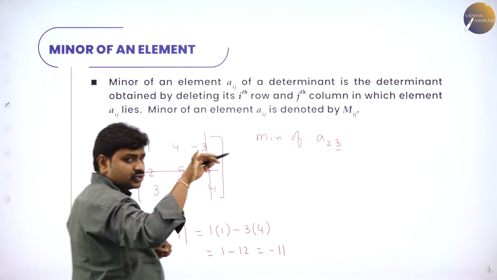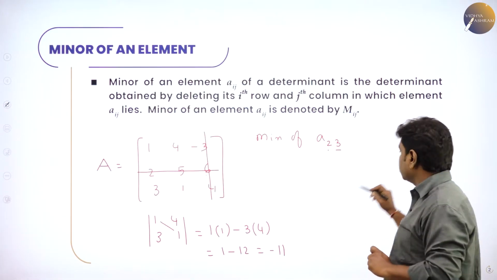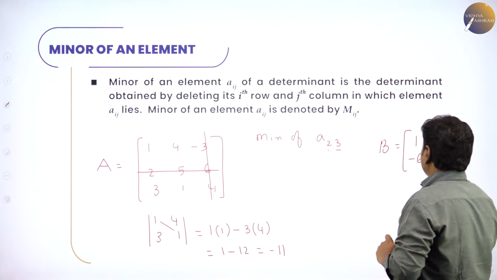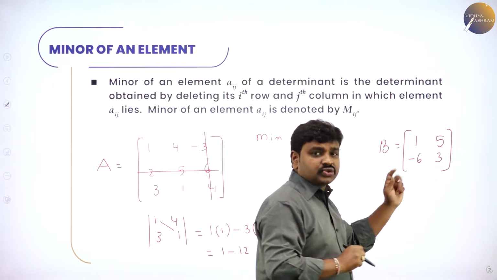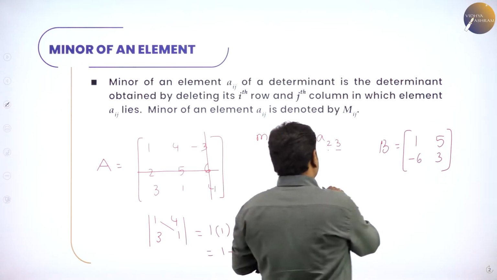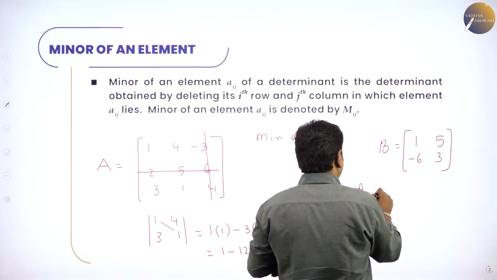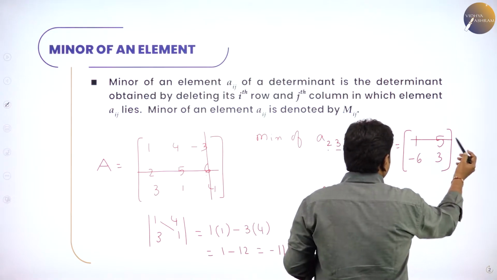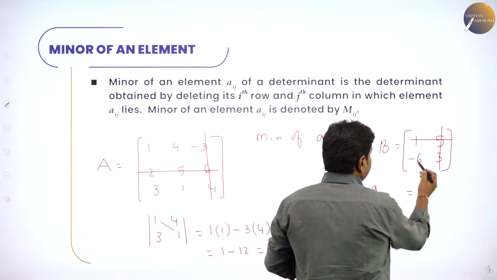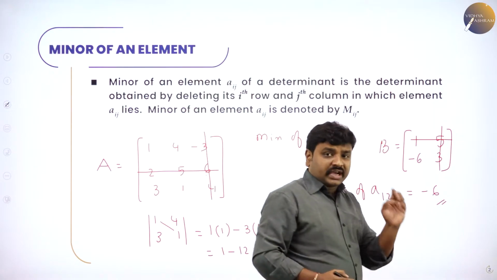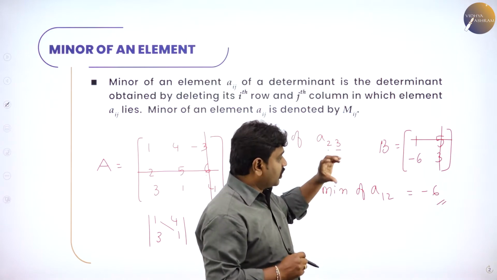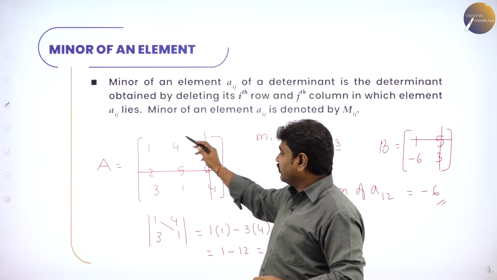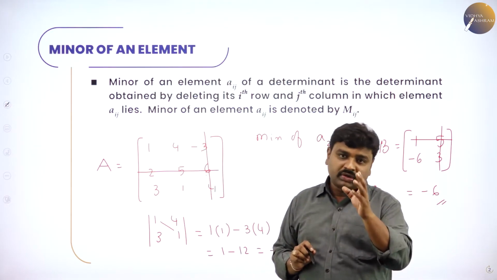Now suppose it is 2 cross 2. B is equal to 1, 5, minus 6, 3. I have taken a matrix, and what is the order of this matrix? This is a 2 cross 2 matrix. If I ask you to find the minor of A12, A12 means what? First row, second column. So leave the first row, leave the second column. What is left out? Minus 6. That itself is the minor. So you delete the ith row and jth column, and whatever is left out, if it's a single number, write that number; that is the minor. In 3 cross 3, when you delete, you will get 4 elements. Find the determinant of that. I hope all of you understood this.